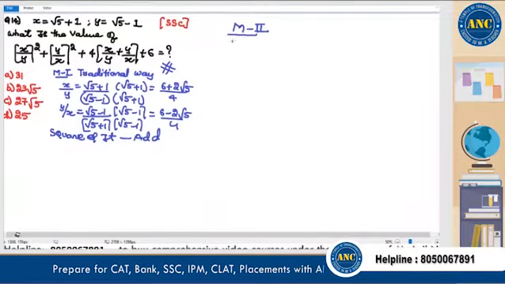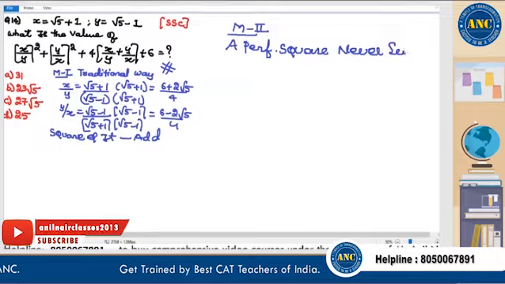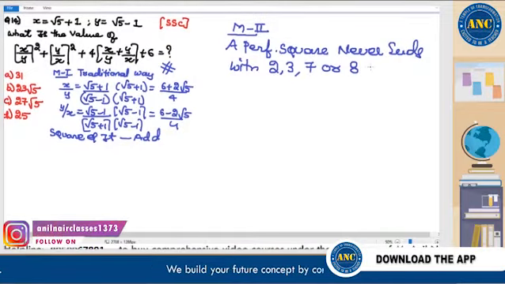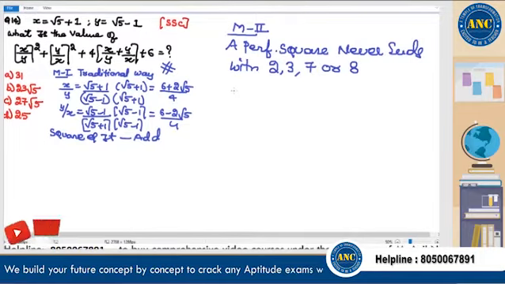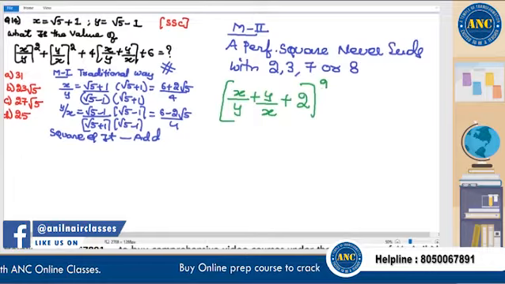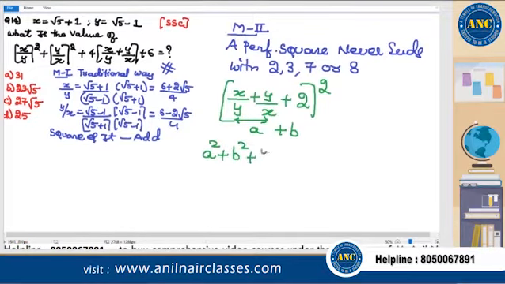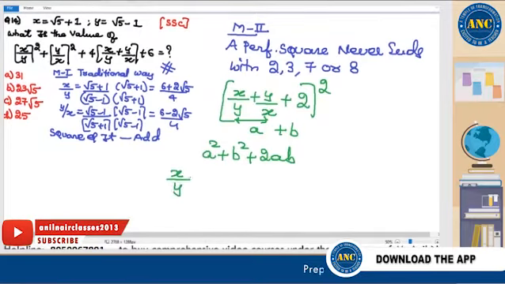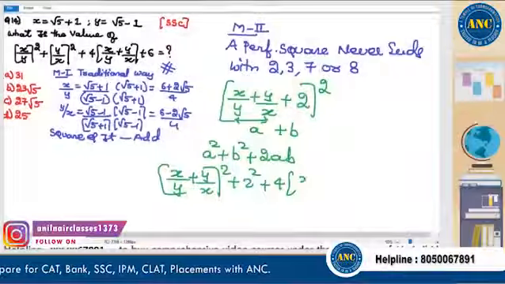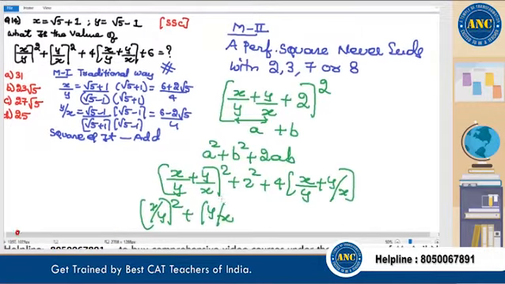Method 2. Listen carefully. We discussed a perfect square never ends with 2, 3, 7 or 8. So, this entire expression, if you just think a little logically, is nothing but x by y plus y by x plus 2 whole square. If I call this A and if I call 2 as B, it is nothing but a plus b whole square, a square plus b square plus 2ab. So first will become x by y plus y by x whole square plus 2 square plus 4 into x by y plus y by x, which is nothing but x by y whole square plus y by x whole square plus 2 plus 4, 6.